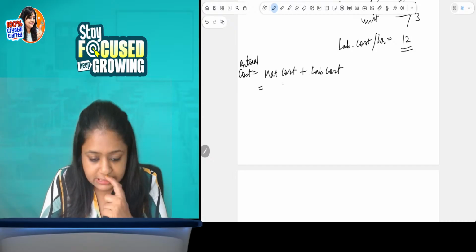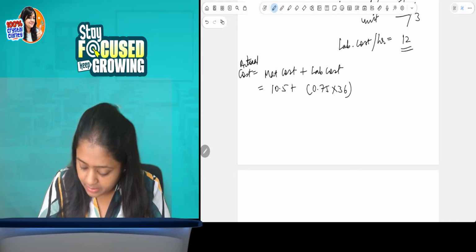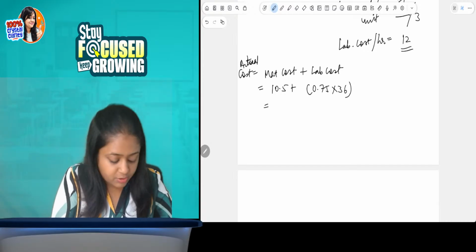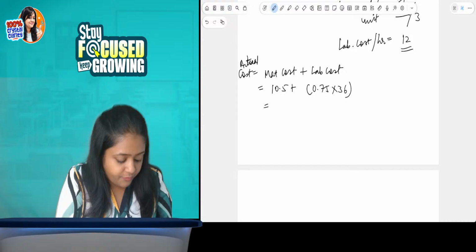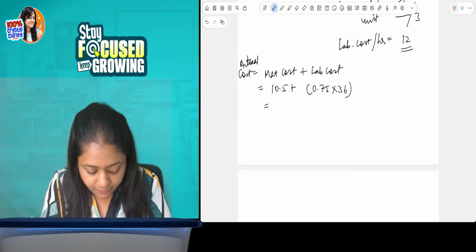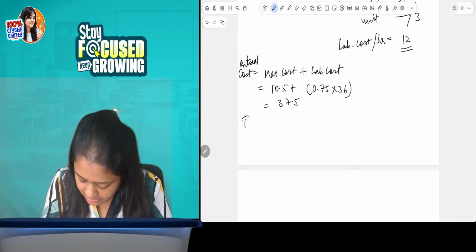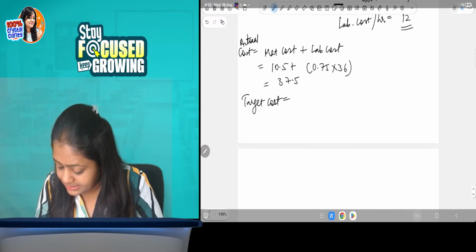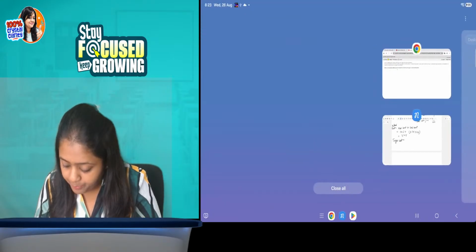Correct? Material cost is given to you as 10.5 and labor cost is 0.75 hours multiplied by 36. Right? So my cost will be equal to 36 multiplied by 0.75 plus 10.5, which is 37.5. Right? What is the target cost? Target cost was, I think, 35.2. Yeah, target cost is 35.2.